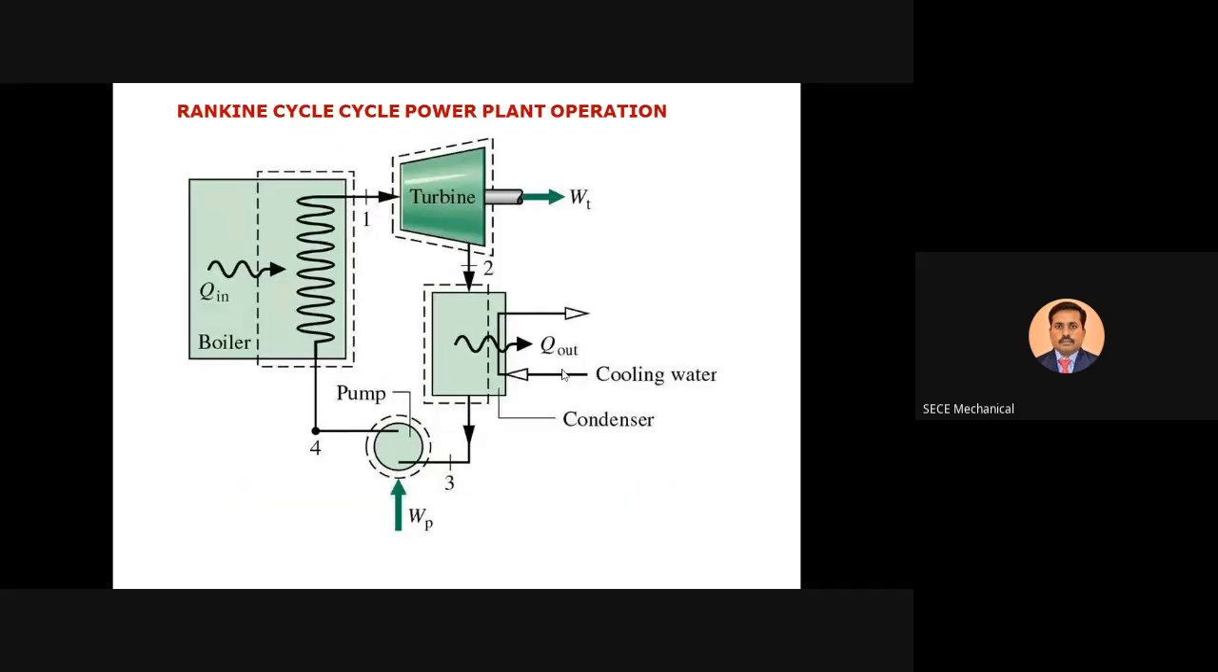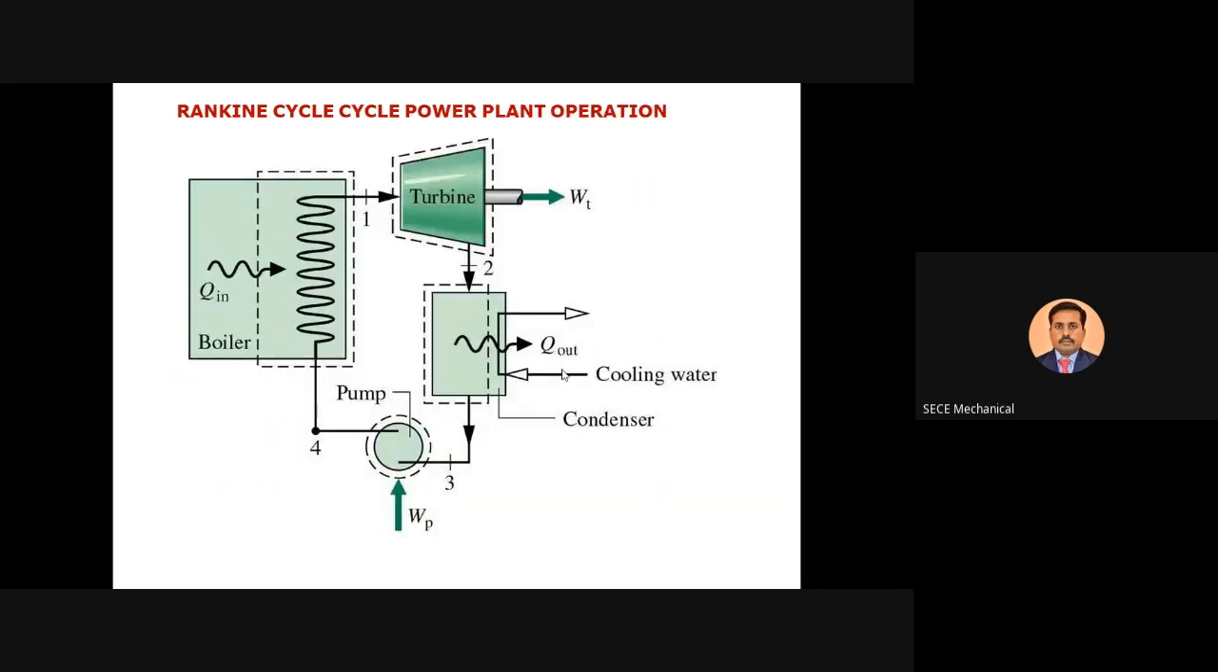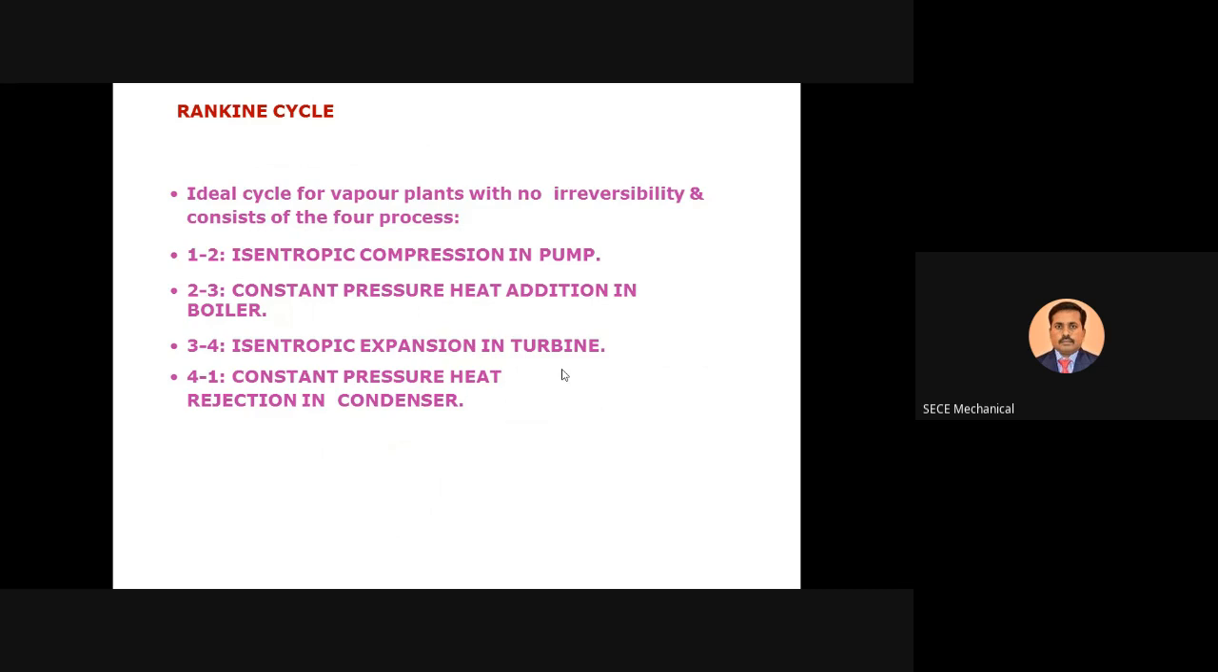Similarly, 1 to 2 is the isentropic compression process that takes place in the pump. Here you can see how the pump compresses the water. And 2 to 3 is the constant pressure heat addition process in the boiler. So heat will be added, and the steam is generated.